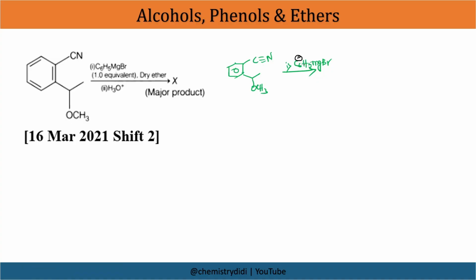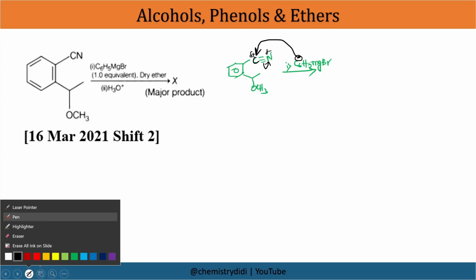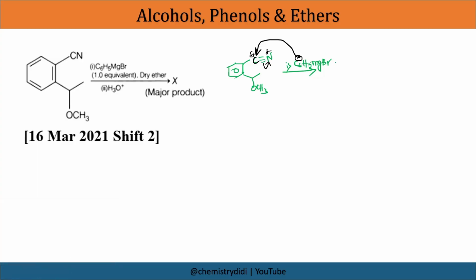It acts like a nucleophile and will attack this carbon. Why? Because between carbon and nitrogen there is an electronegativity difference. Nitrogen is more electronegative as compared to carbon, so carbon gets a partial positive charge and nitrogen gets a partial negative charge. That's why this negative charge acts like a nucleophile and attacks this particular carbon, and one of the bonds shifts towards nitrogen, and here we'll get this product.